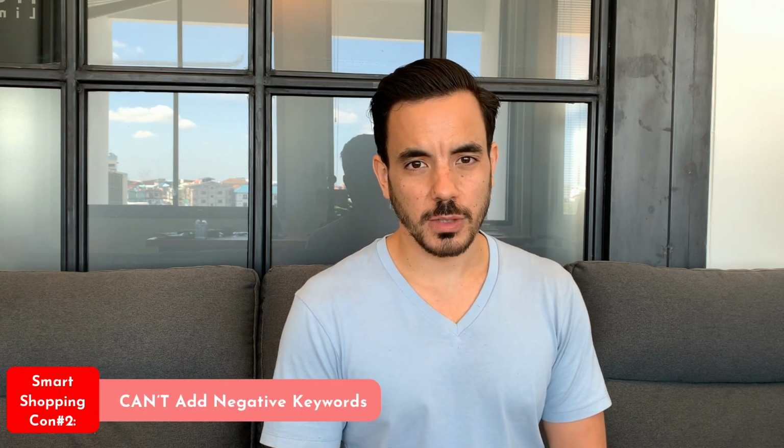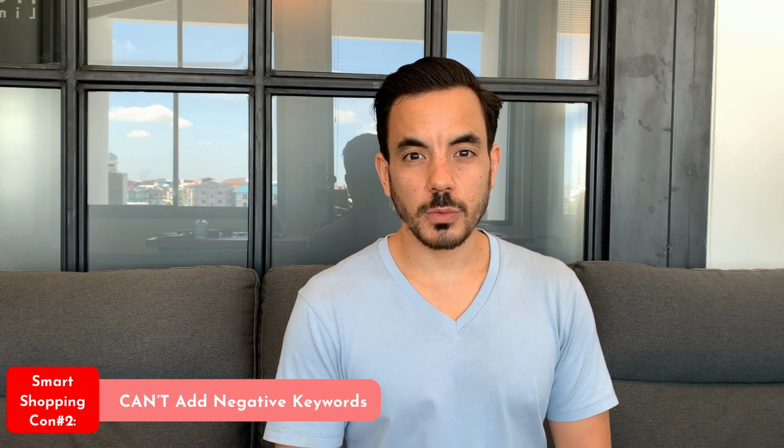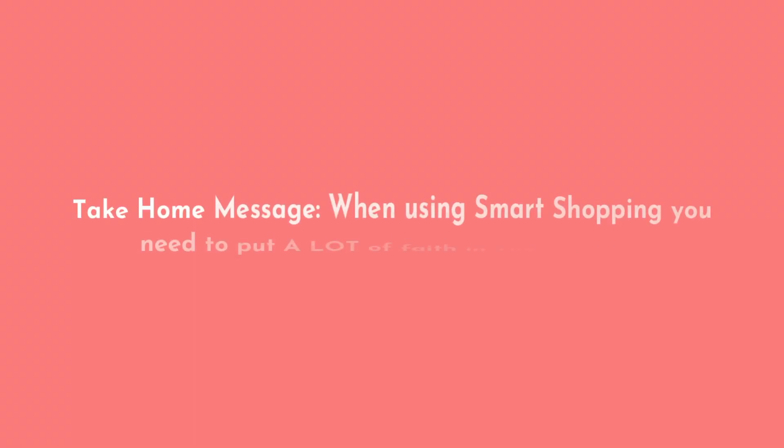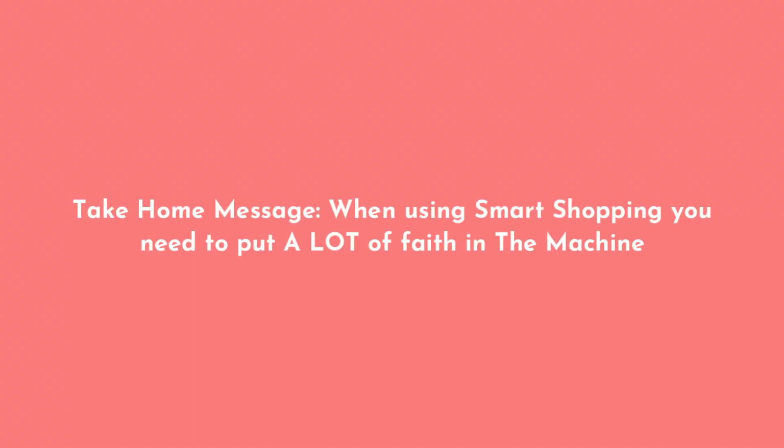Related to con number 1, you also can't add negative keywords to your smart shopping campaign. This means that with smart shopping, not only can you not review the search terms data and see if the machine is bidding on anything that looks a little bit wonky, you also have no ability to correct it if it is. Now, most of the time the machine does do a great job of finding the right terms to bid on, but it's not perfect and it does sometimes mess up, and with smart shopping you can't see when it's messed up and you can't correct it either. Take home message, if you're going to use smart shopping, you really have to put your faith in the machine.